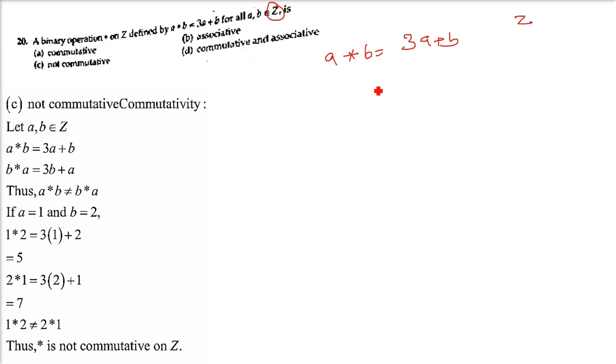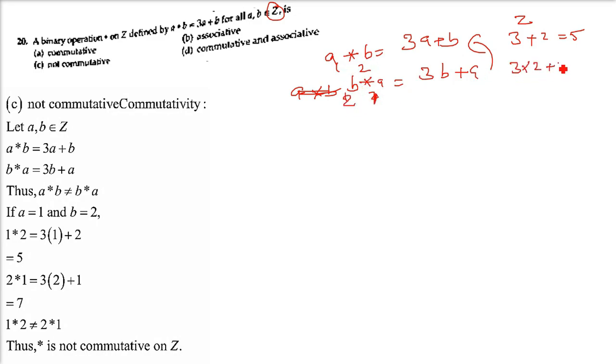A star B is 3A plus B. When we take B star A, it is 3B plus A, and they are not equal. Visually also, you can observe this. If you give A as 1 and B as 2, then 3A plus B is 3 into 1 plus 2, which is 5. And here we have 3 into 2 plus 1, which gives you 7. So 1 star 2 is not equal to 2 star 1. So it is not commutative.